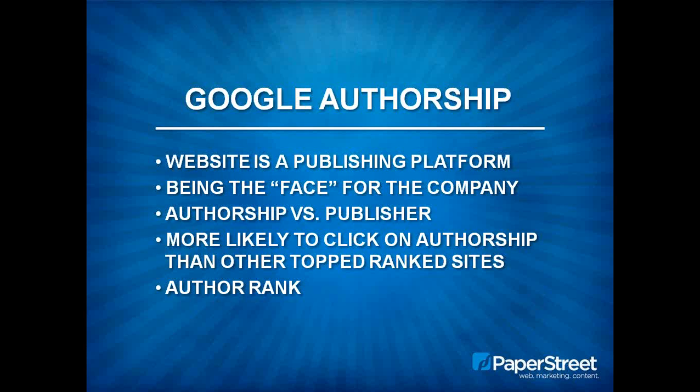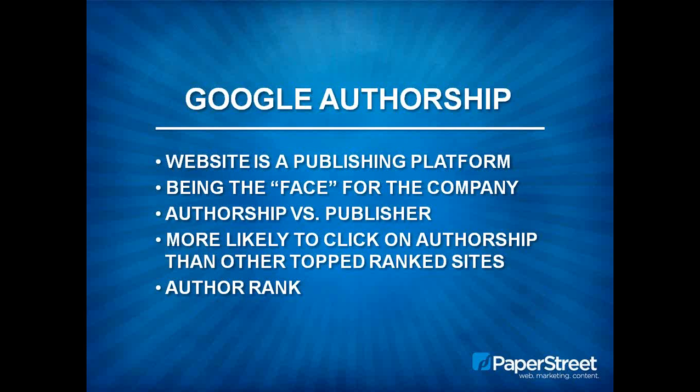So the difference between authorship and being a publisher is exactly that. Google, as I mentioned earlier, sees your website as published content, and it's saying who is the author of this published content. So your website developers should set that up properly for you. They should be able to say your website is a publishing platform, which is considered a publisher tag, and then there's an author underneath that, and that's also a tag for authorship.